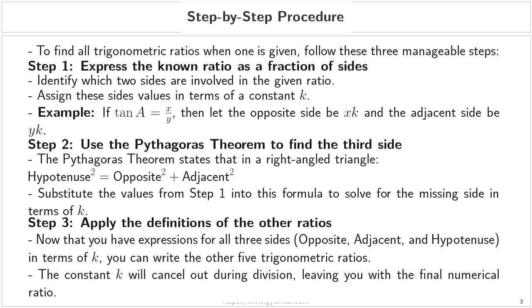Finally, we reach step 3. Apply the definitions of the other ratios. Now that you have expressions for all 3 sides, the opposite, the adjacent, and the hypotenuse, all in terms of k, you can write out the other trigonometric ratios. The beauty of this method is that when you perform the division, the constant k will simply cancel out, leaving you with the final numerical ratio. In the next slide, we are going to see this exact process in action with a real-world example involving a ladder.